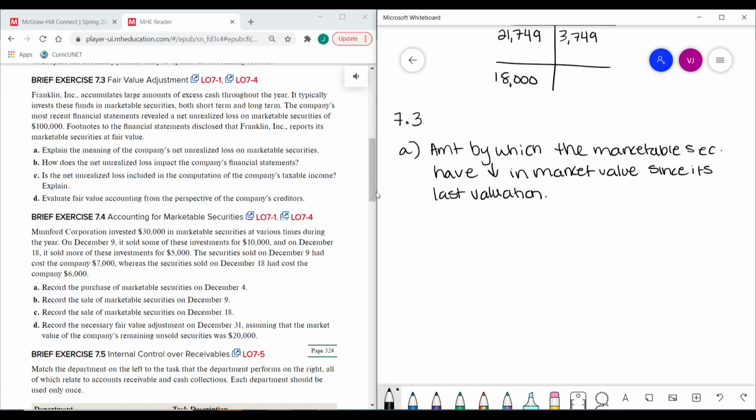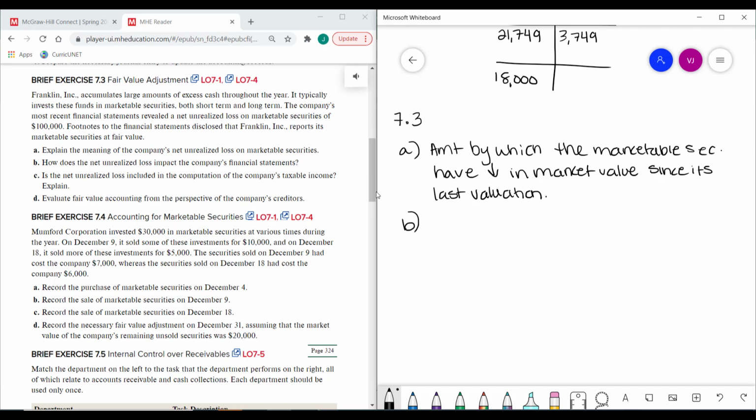But if you've had these for a while, if we've done a couple of fair value adjustments, then it's just what is the current market value in comparison to the last balance we had in there. But since a lot of them are short term, it's accurate also to say that any unrealized loss would be the amount by which the market value has fallen in comparison to what you paid for them. An unrealized gain would be the same thing, but an increase in market value. Okay?